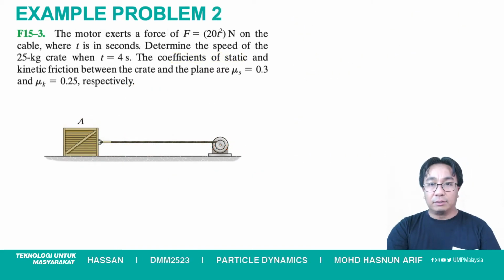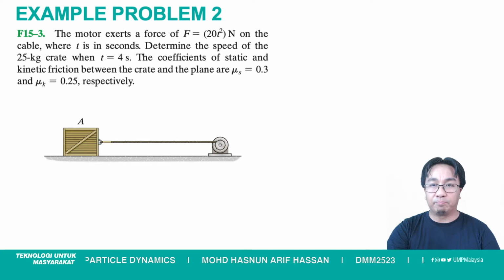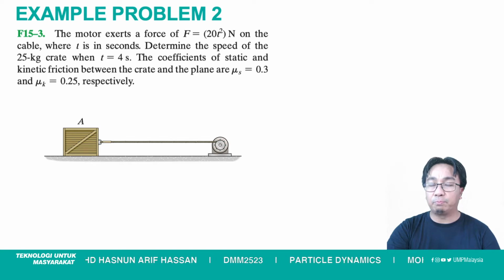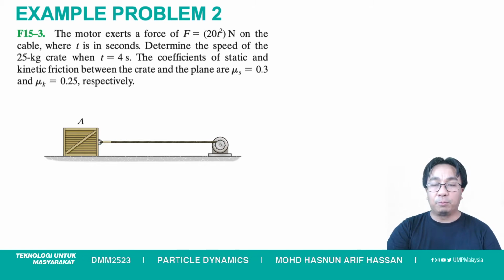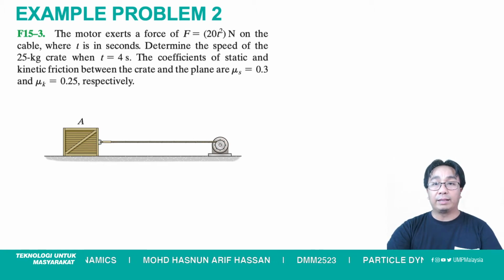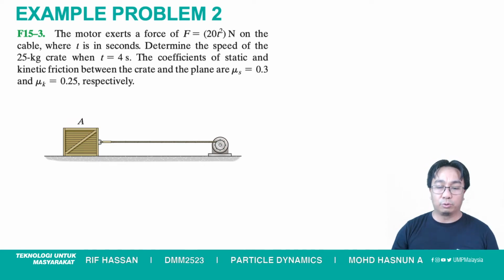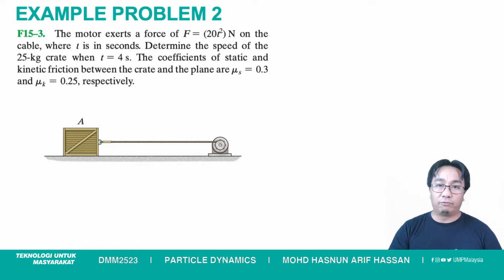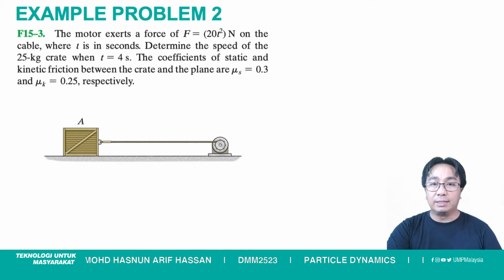The motor exerts a force of F equals 20 t squared Newton on the cable. The difference between this problem and the previous problem is that previously we had a constant towing force. In this problem we have a variable force exerted by the motor, and it varies with time. F equals 20 times t squared. So as the time increases, the force also increases. Determine the speed of the 25 kg crate when t equals 4 seconds.